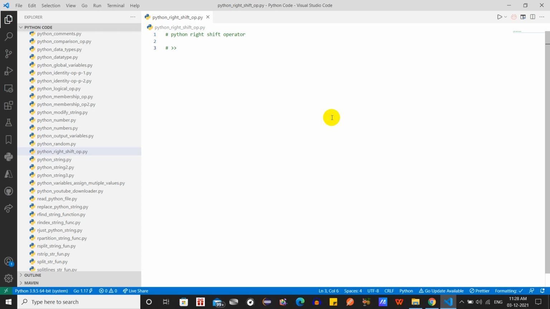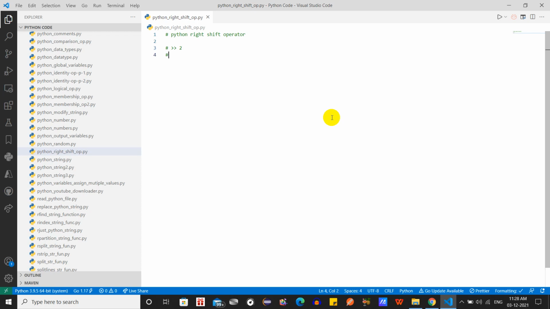So if you add 2 here, the shifting of bits towards the right is 2 bits. Simultaneously 2 bits are shifting towards the right, and the bits which are there are overlapped. How is it overlapping? If you go through the example, you will understand better.